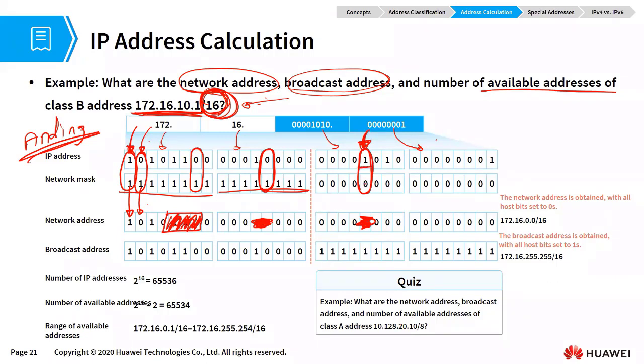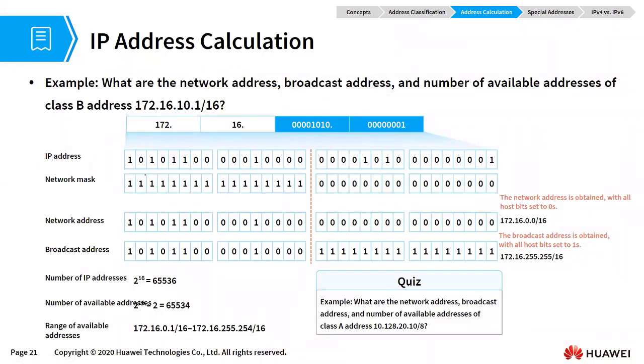When we have a 1 and a 0, we get a 0. As long as one of them is a 0, we get a 0. We only get a 1 when both of them are 1s. When we perform that ANDing for each of the bits, what we get is the network address. Convert it back to decimal, and we get the network address.